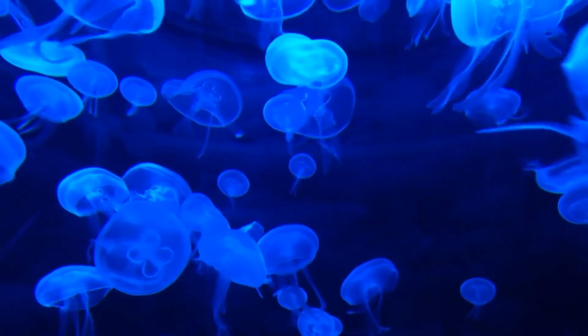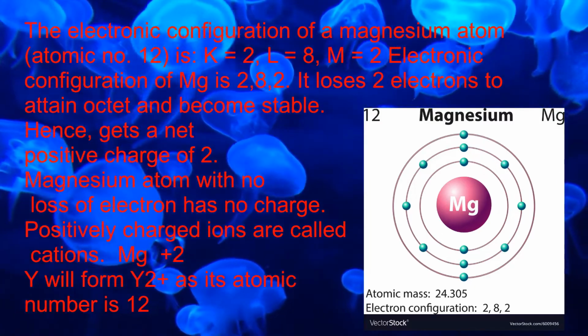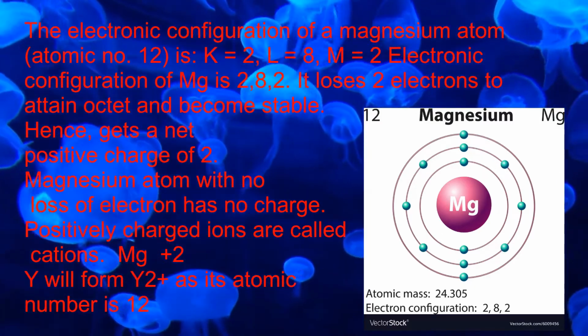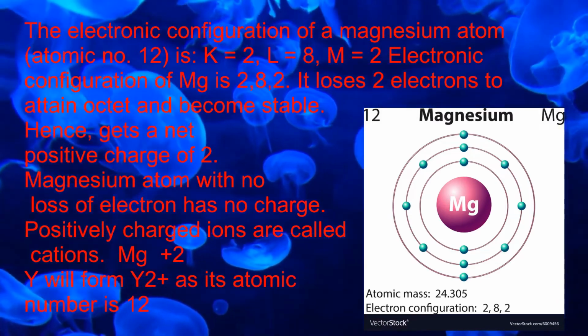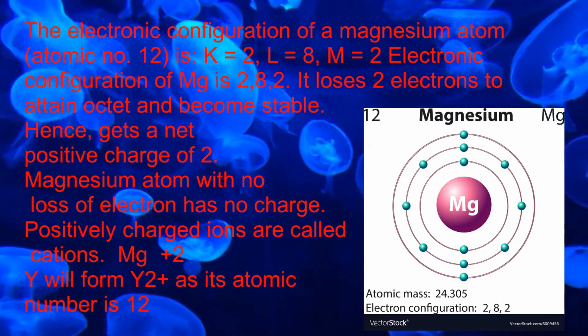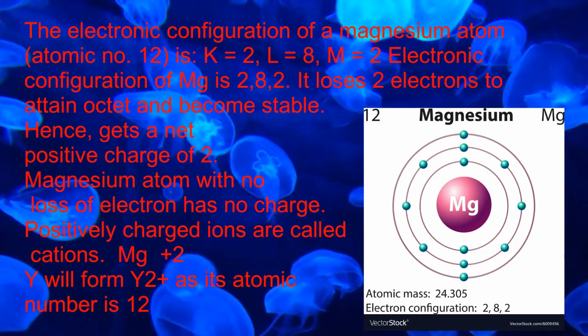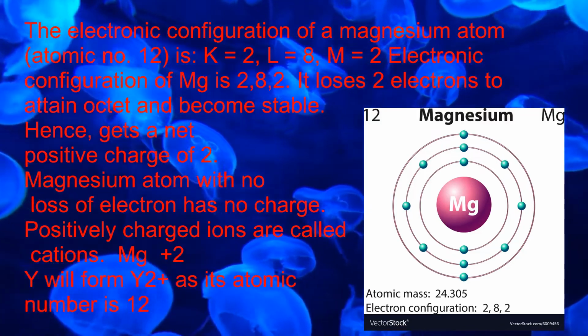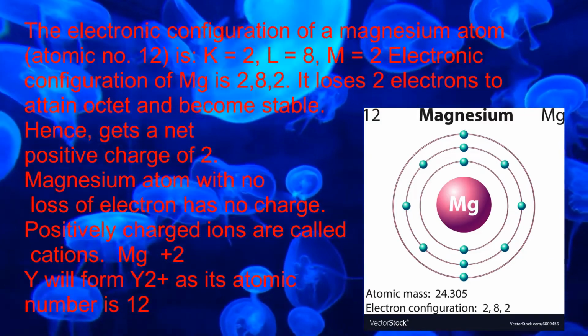The electronic configuration of a magnesium atom, atomic number 12, is K equals 2, L equals 8, M equals 2. An ion is defined as an atom or molecule having a positive or negative charge by the loss or gain of electrons. Electronic configuration of Mg is 2, 8, 2. It loses 2 electrons to attain octet and become stable. Hence, it gets a net positive charge of 2.